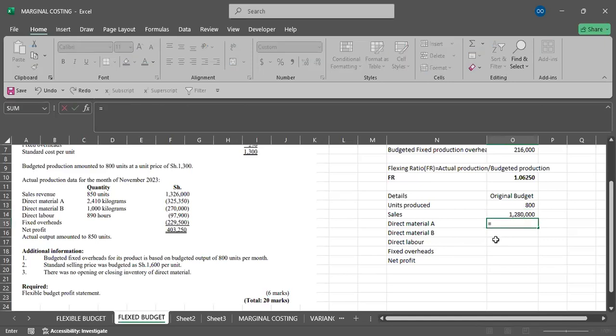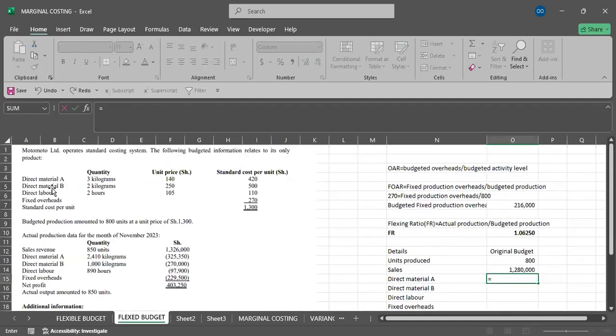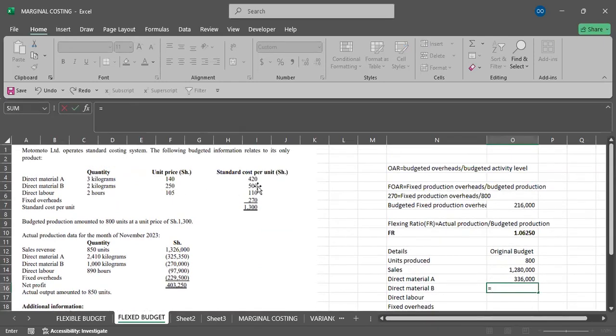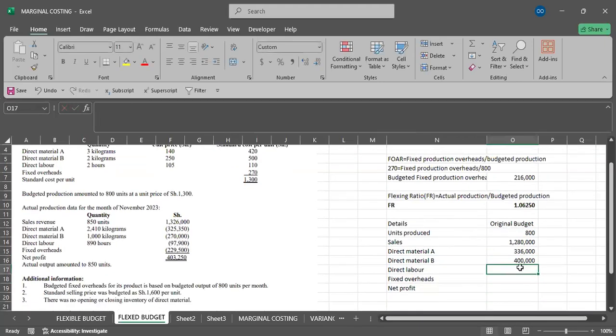Now, how about direct material? One unit of the finished product requires direct material whose cost is 420. So we multiply 420 by the number of units, and it will give us total direct material cost. How about material B? Material B is supposed to go for 500 each unit, and they managed to produce 800 units. That will give us direct material B of 400,000.